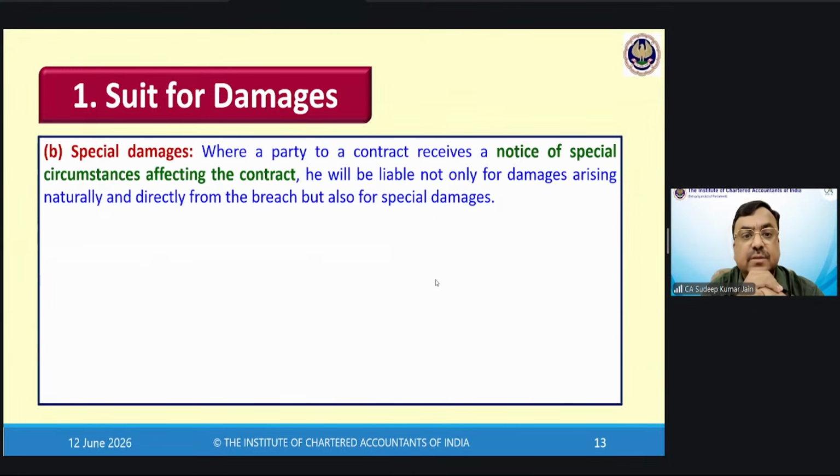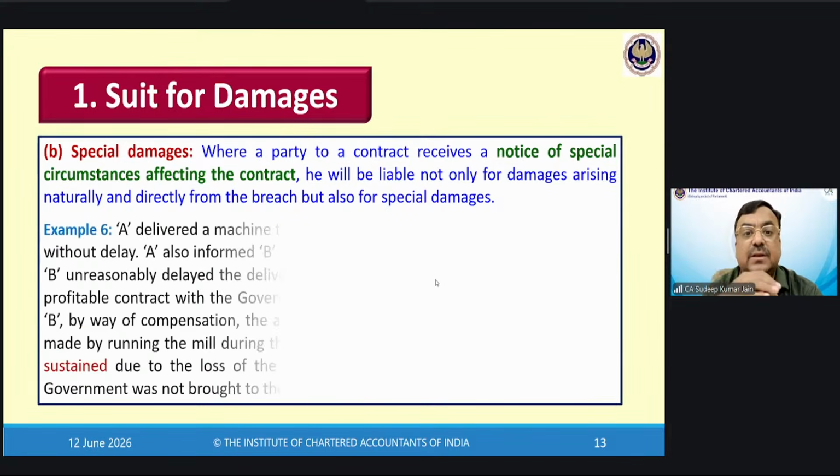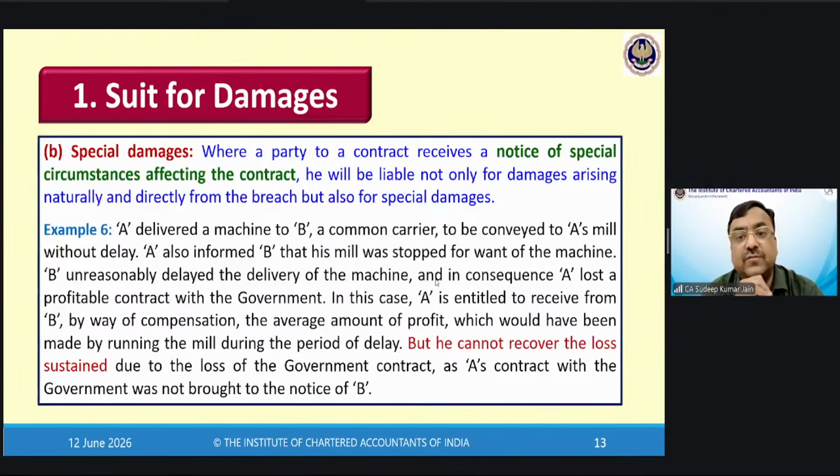Special damages. Special damages means when a party to a contract receives notice of special circumstances affecting the contract, he will be liable not only for damages arising naturally, meaning ordinary damages, and directly from the breach, but also for the special damages. See the example. There may be some circumstances where the party will claim ordinary damages plus special damages. See the example, then come to the provisions again.